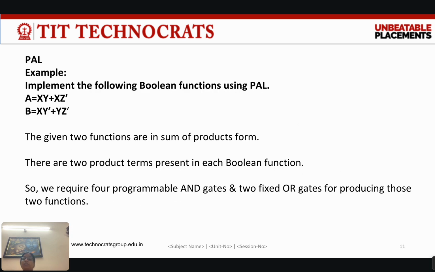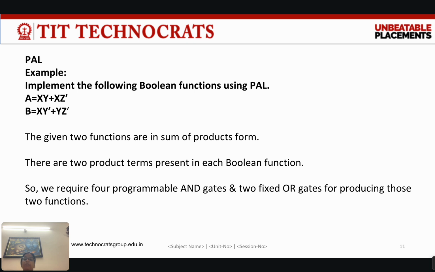Now here we can implement the Boolean function with the help of PAL. Here again we have the two functions A and B. A is equal to xy plus xz bar and B equal to xy bar plus yz bar. So these two functions can be implemented with the help of PAL.